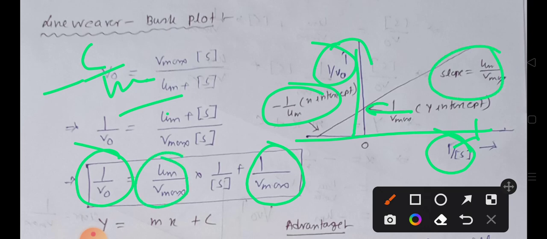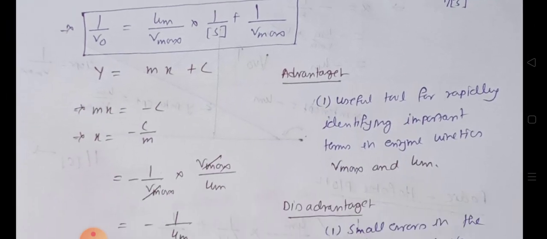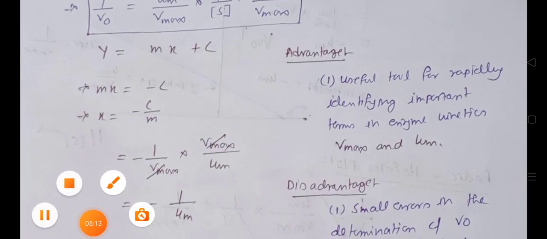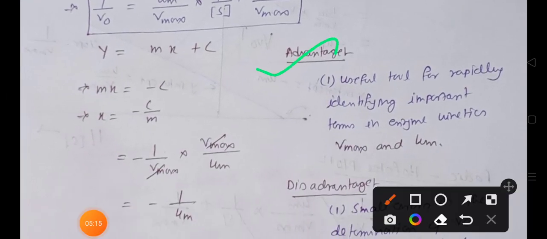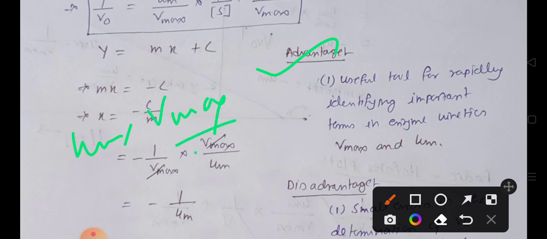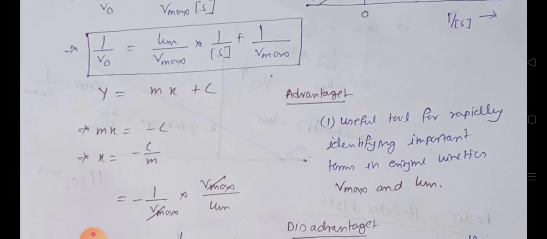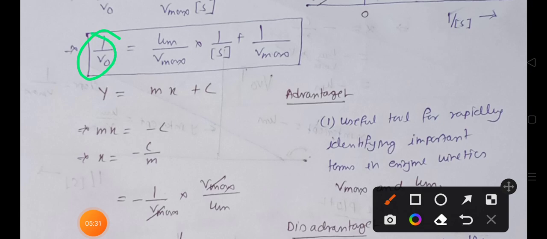So clear, Lineweaver-Burk plot? Very good. So now let's discuss the advantage of Lineweaver-Burk plot. The Lineweaver-Burk plot allows us to determine the value of important terms of enzyme kinetics, Km and Vmax, very easily. For example, if you want to find out the value of Km, you can just take 1 by V0 as 0, and then by solving this equation you can find out the value of Km, right? So that is the idea.